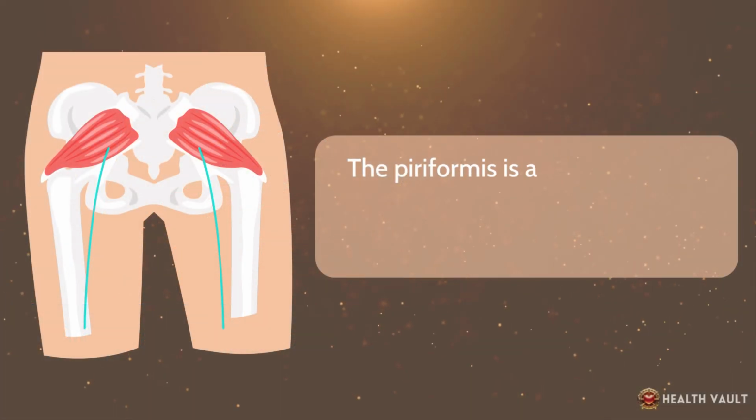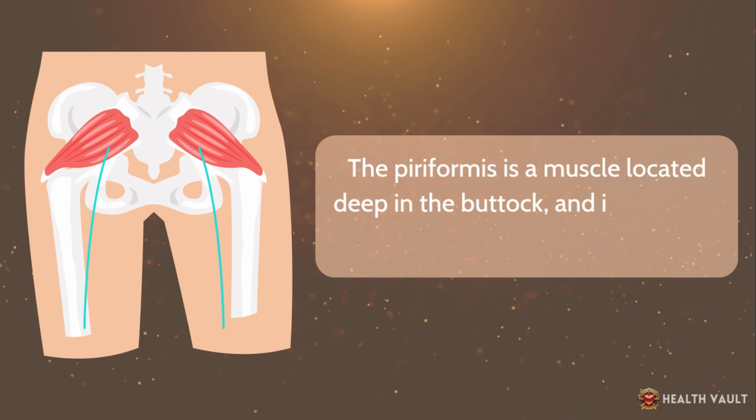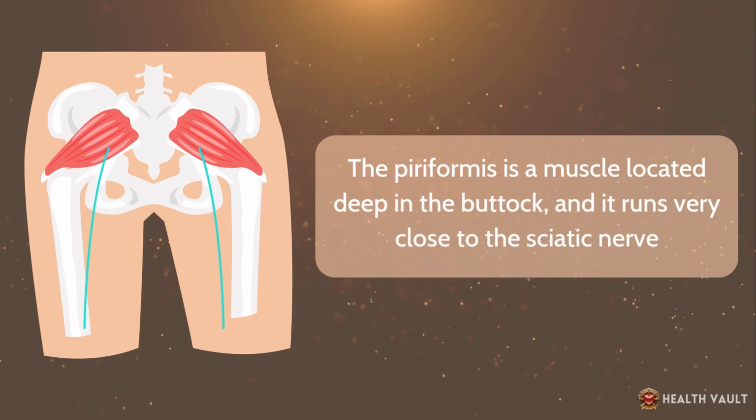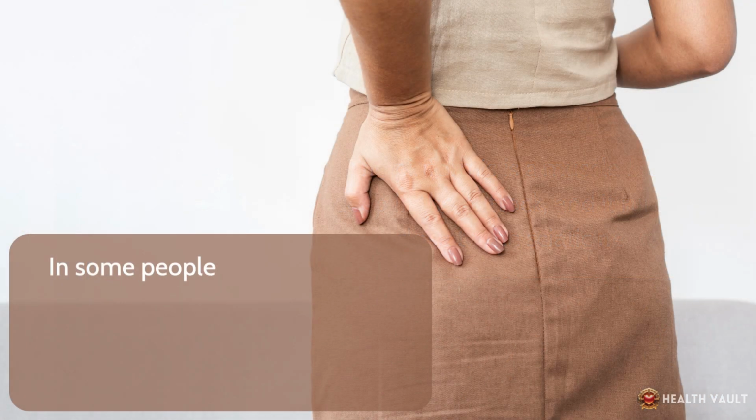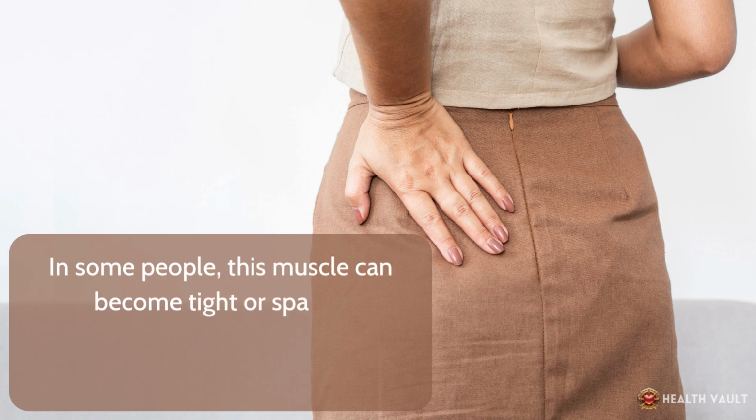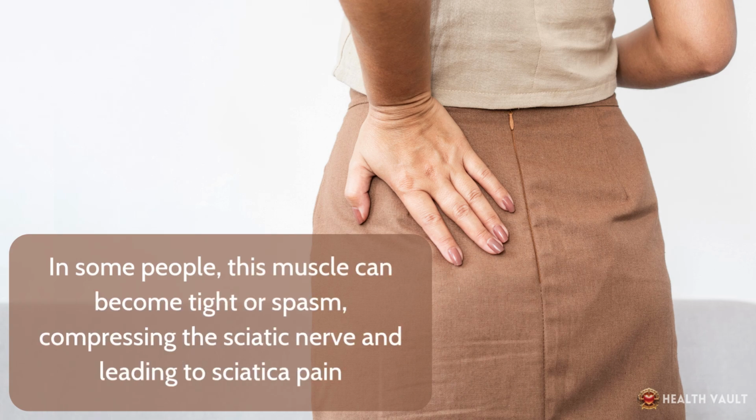Piriformis syndrome is another potential cause of sciatica. The piriformis is a muscle located deep in the buttock, and it runs very close to the sciatic nerve. In some people, this muscle can become tight or spasm, compressing the sciatic nerve and leading to sciatica pain.